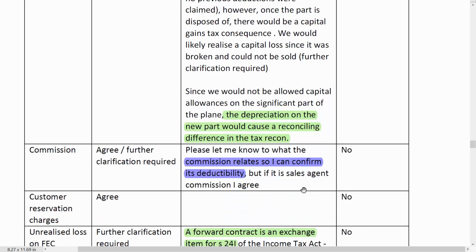On the commission, the candidate correctly identifies that they need to understand what this commission relates to so that they can confirm its deductibility.